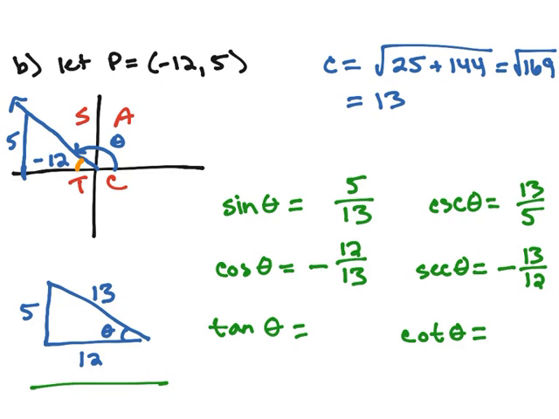Tangent is opposite over adjacent. We get 5 over 12. Should it be positive or negative? Negative, because sine is the only thing positive in quadrant 2, and cotangent is the reciprocal.